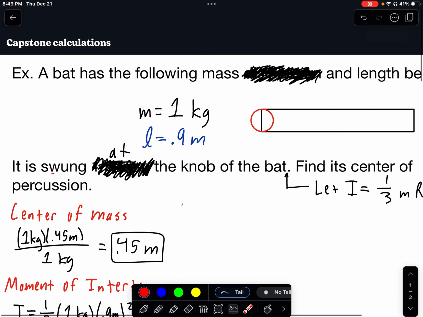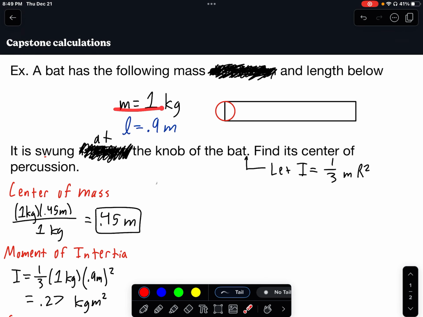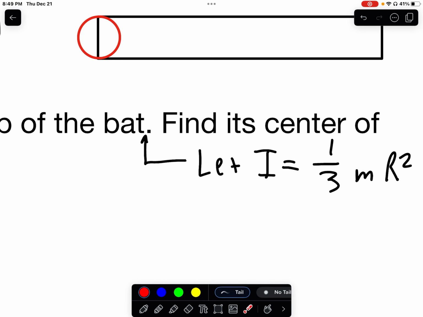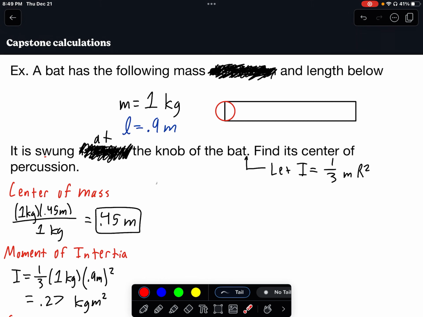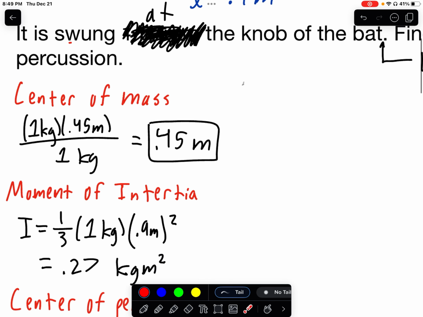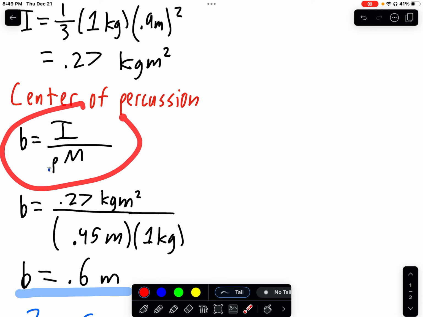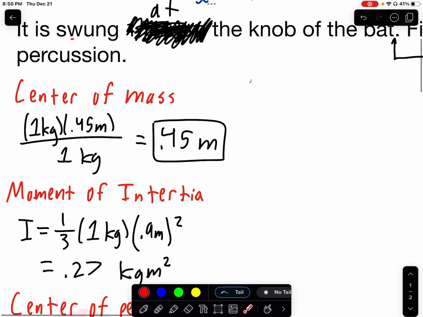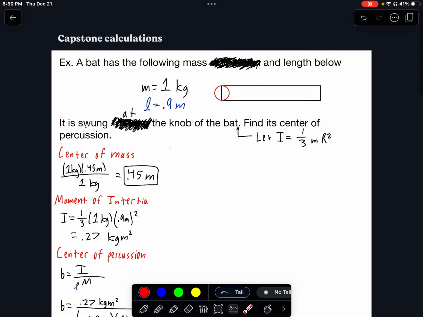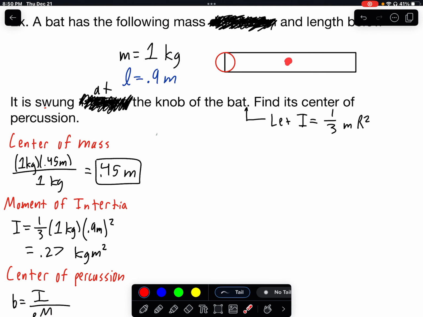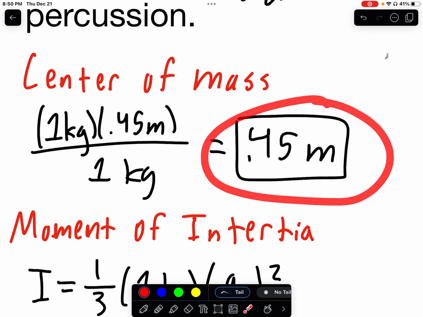Okay, a bat has the following mass and length: 1 kilogram and 0.9 meters. It is swung at the knob of the bat, pointing flat. So we're going to let the moment of inertia equal 1/3 m r squared. Let's find the bat's center of percussion. Through the center of percussion formula, we're going to need the distance from the endpoint to the center of mass. So let's find the center of mass: the total mass of the bat times the middle of it, so 0.45 meters, over total mass is 0.45 meters.